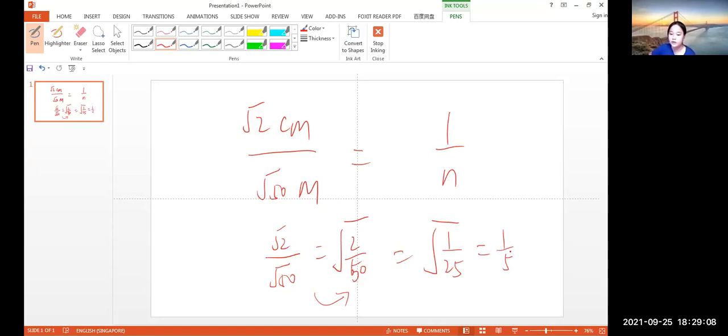1 over 5. Correct. So basically you have 1 over 5 cm, and then of course this is m. So you just have to change this 5 meter to cm. Therefore 1 to 500. Does it make sense? Good. Okay, so if you don't understand this question, of course you can go back and watch this recorded video. Good. Next.